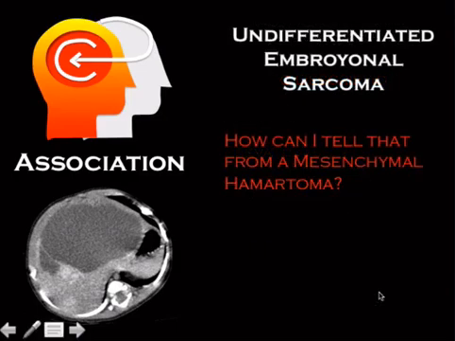All right, so undifferentiated embryonal sarcoma. Remember I said this is sort of the nasty cousin of mesenchymal hamartoma. How do you tell them apart? Well, it's typically older, right? This is older than 5 years old, and it tends to be more aggressive. It can met, it can rupture.